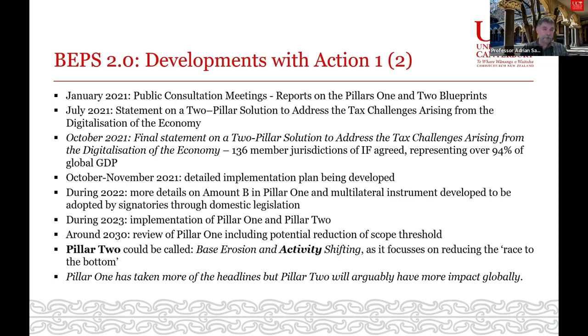Some people have termed Pillar 2 to be base erosion and activity shifting. That is, it's looking at changing the activity and which jurisdictions may be able to tax it, but it does clearly have a focus of reducing this thing that's known as the race to the bottom, that is to lower as much as possible corporate and other tax rates. Pillar 1 has taken more of the headlines, but arguably on a global perspective, Pillar 2 is likely to have more impact.